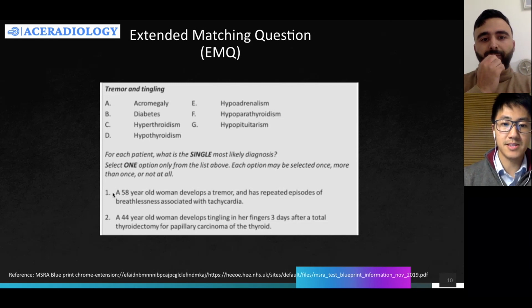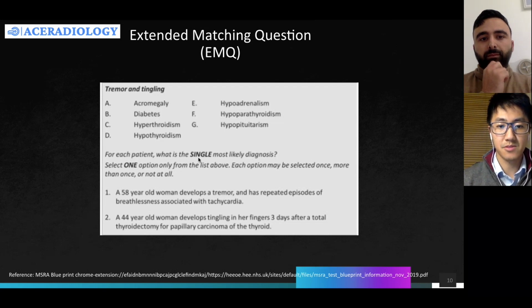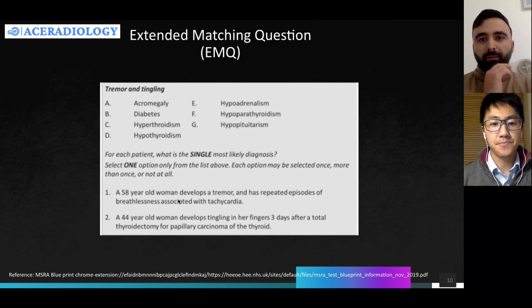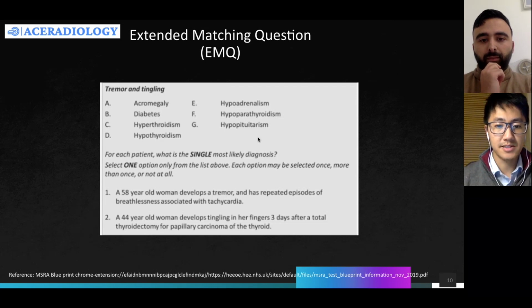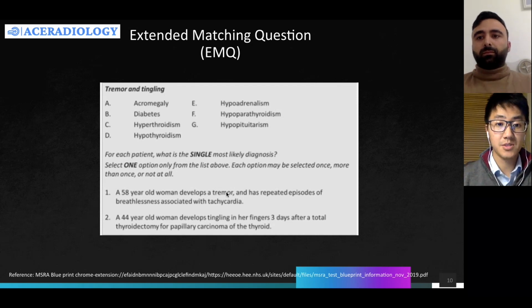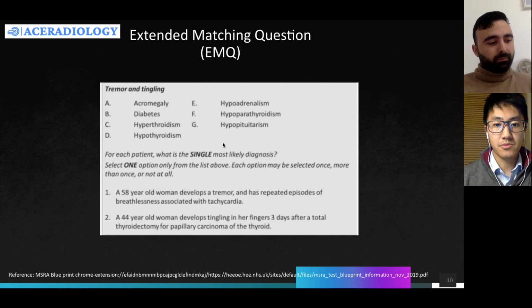So, for example, if we look at the first question, always make sure, of course, to read the question, because sometimes they throw in some funny words or phrases. So they're asking for the single most likely diagnosis. In this case, you have a combination of tremor, breathlessness, and tachycardia. Sometimes they will give you a few diagnoses that could all potentially fit, but you have to pick what you think would be most likely.